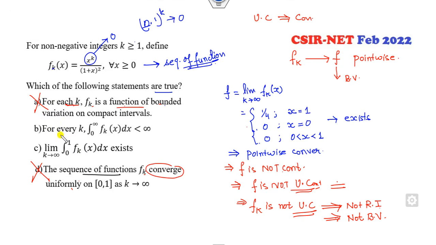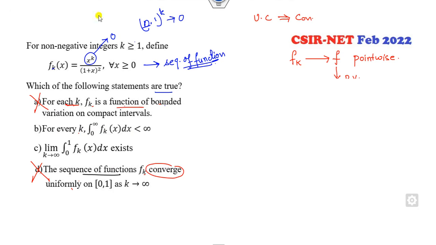Now look at this one. For every k, this number should be finite. For every k, I can choose any k. The simplest one is I can choose k as 1. So what is my f of k? It is x over 1 plus x whole square. Now, can you find the integration of this function? I can simply add plus 1 and minus 1.